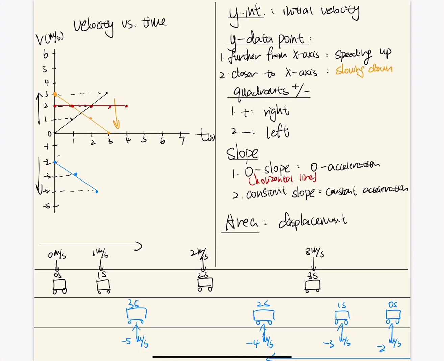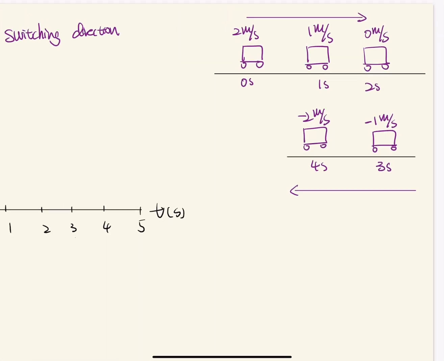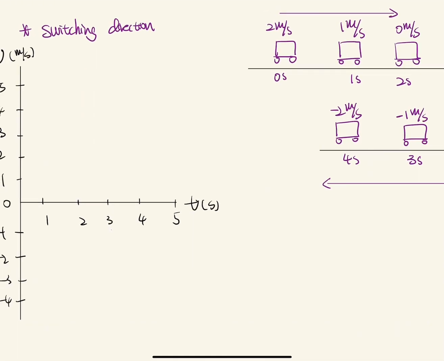Okay, so now you already know all the basics for the VT graph. Let's get into a more confusing scenario. Here we have a car. Originally, it's moving to the right with a velocity of 2 meters per second. So we know the initial velocity, and we can plot it as a y-intercept. And as time increases, the velocity actually decreases. At 1 second, it's 1 meter per second. And at 2 seconds, it's 0 meters per second. So basically, at 2 seconds, the car just stopped at that moment.